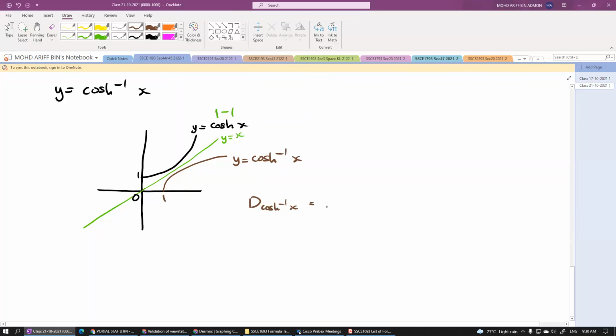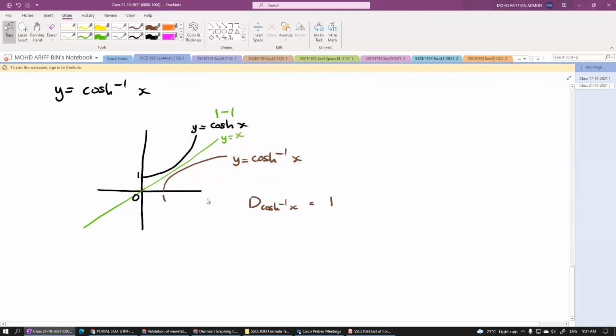Yes, 1 should be the smallest value of x to make sure our inverse cosine hyperbolic is defined. In mathematics, we say it like that. In order to get y values, 1 should be the smallest value of x. Since this is the graph defined here, it goes up to positive infinity.